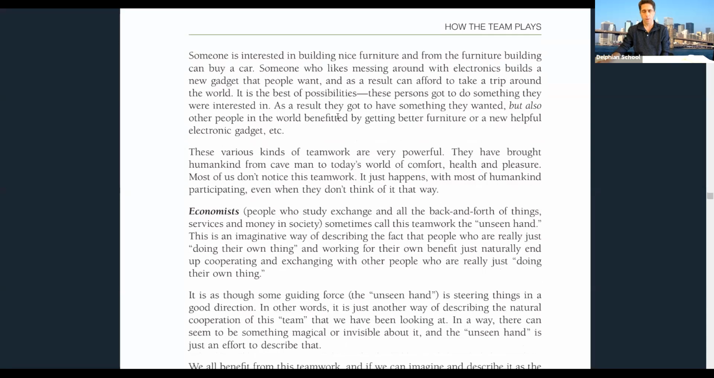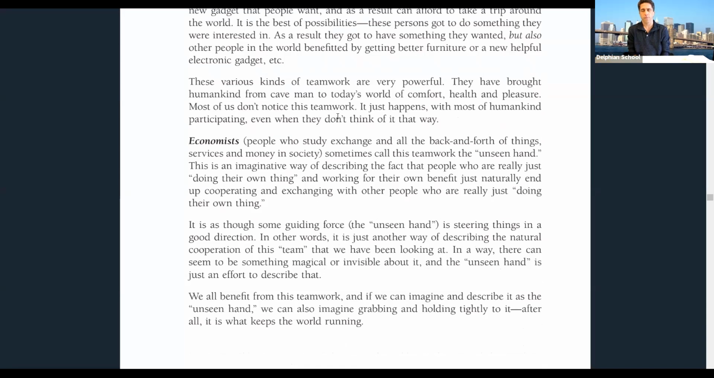These various kinds of teamwork are very powerful. They have brought humankind from caveman to today's world of comfort, health, and pleasure. Most of us don't notice this teamwork. It just happens, with most of humankind participating even when they don't think of it that way.